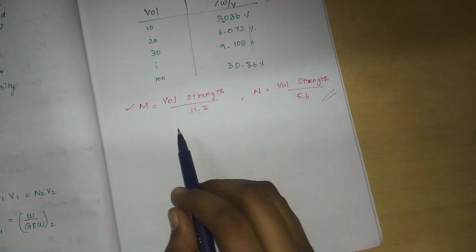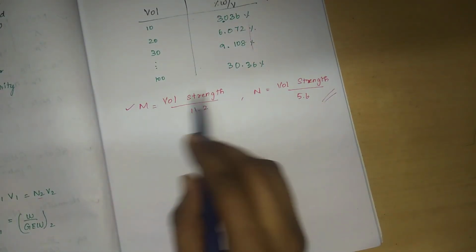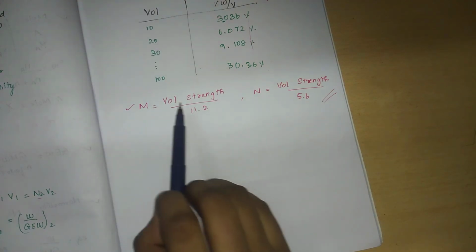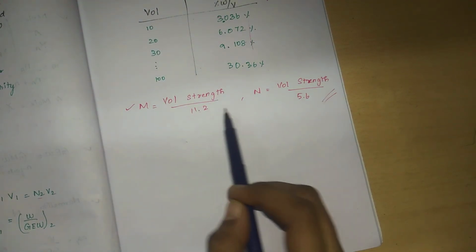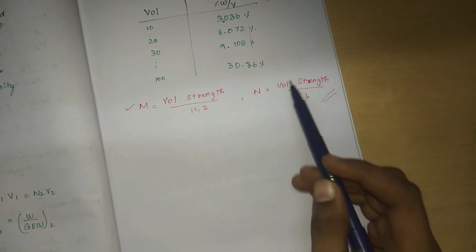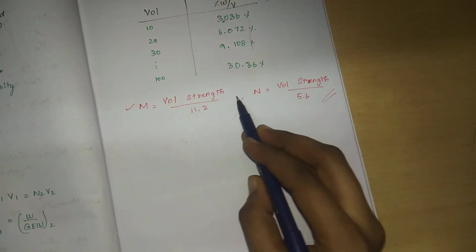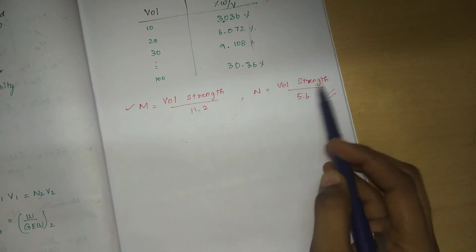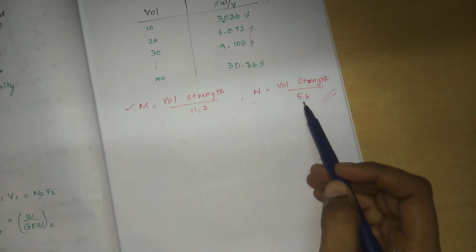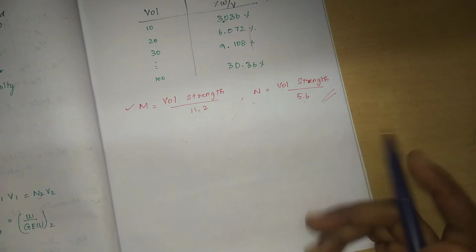Then molarity. Molarity means volume strength. What is the volume strength? 10 volume strength they will give, divided by 11.2. If it is normality, its n factor is 2. If you multiply by 2, it will cancel out and give 5.6. So normality equals volume strength divided by 5.6.